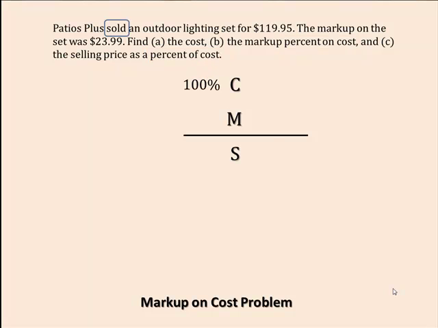We also see that Patios Plus sold the lighting set, so the $119.95 goes next to the S, or the sales, in our diagram. We then see that the markup is $23.99, so we fill that in. So now that we have the sales price and the markup price, we can determine what the cost is. The sales minus the markup is going to be our cost.